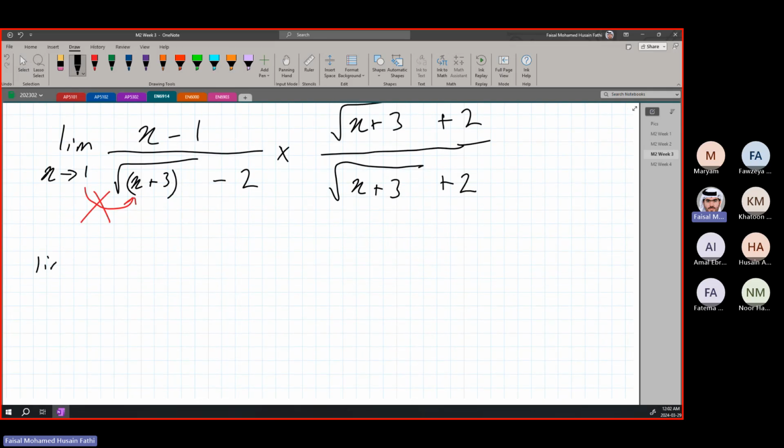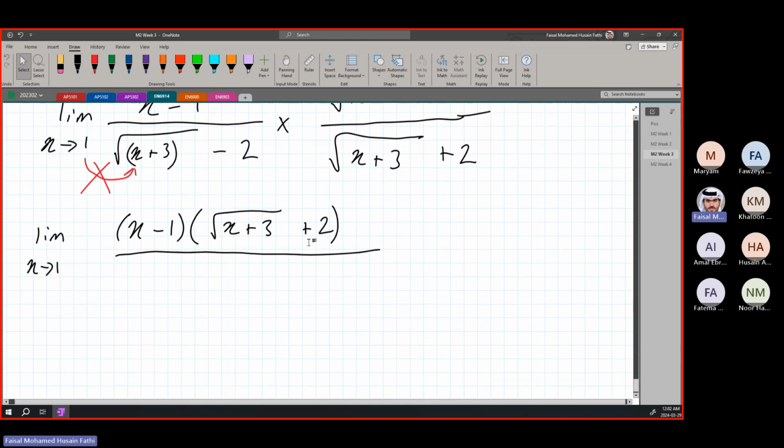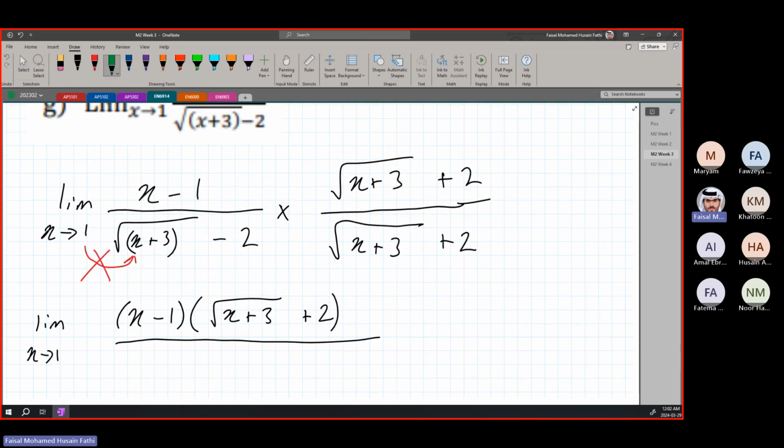So if I simplify this, it's equal to x minus 1 times square root of x plus 3 plus 2 at the top. At the bottom, if you notice, this is in the form of a minus b times a plus b. Right or not? If this is our a, this is our b.